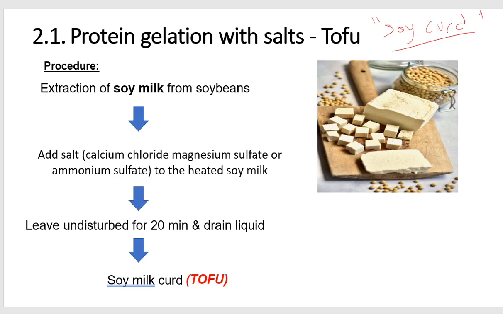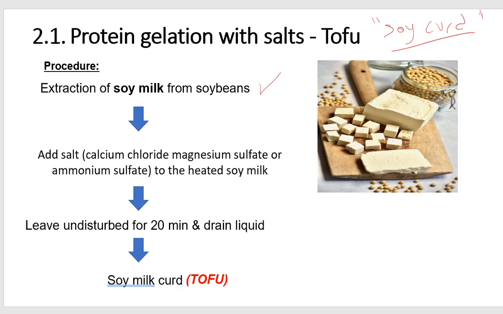It's generally obtained by coagulating soy milk. And we start with soaked soybeans, therefore we need to first extract soy milk from soaked soybeans as described in the protocol. So first step is the extraction of soy milk from soybeans.